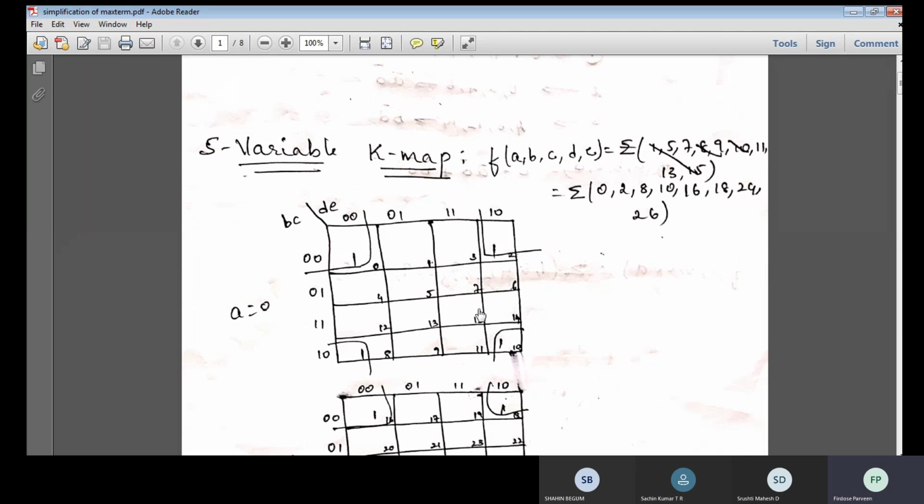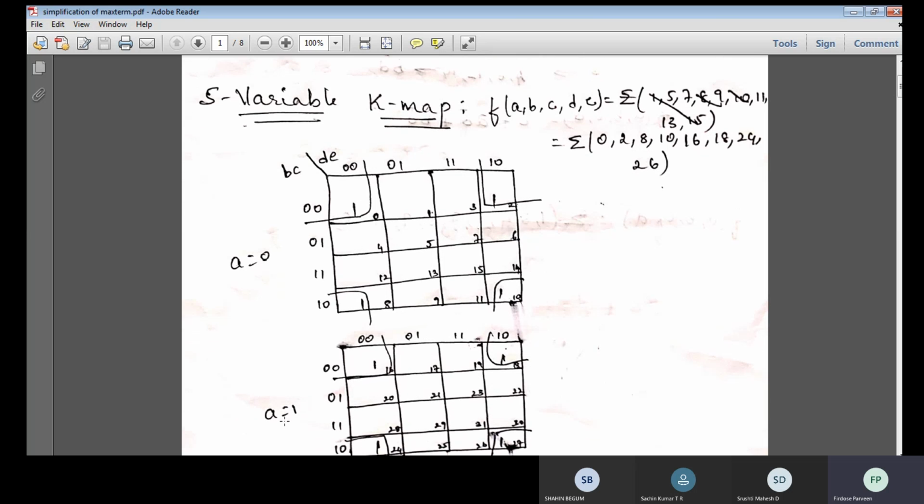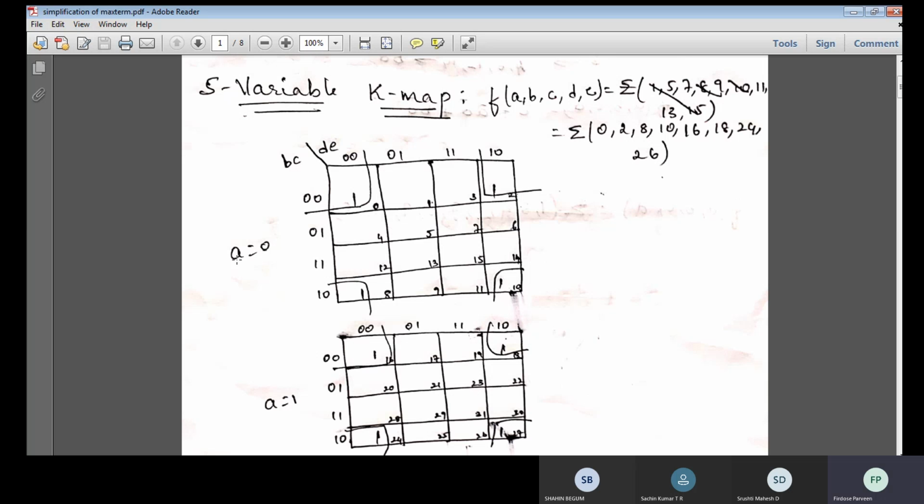Today we will start with 5 variable K-map. So 5 variable K-map, it will be in this way. So A is equal to 0. Here it will be A is equal to 1. This block it is A is equal to 0. Here it is A is equal to 1.